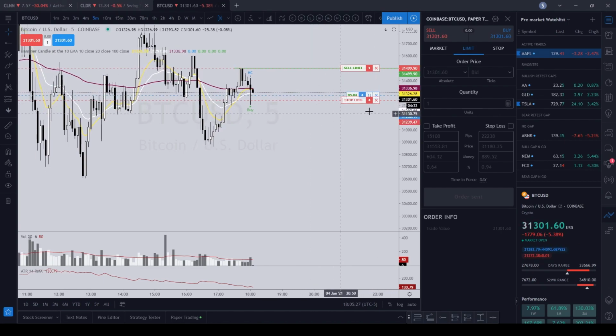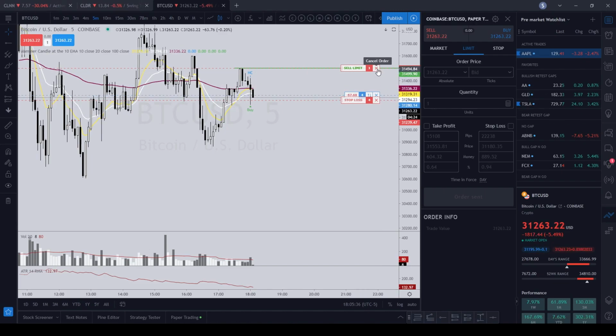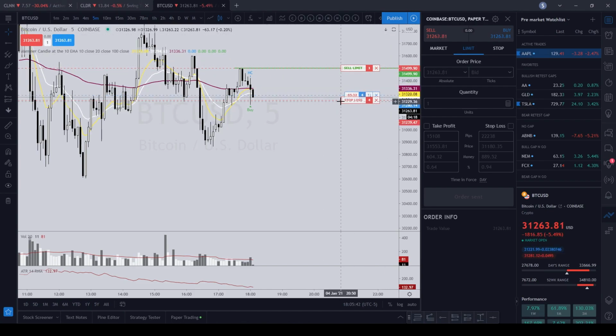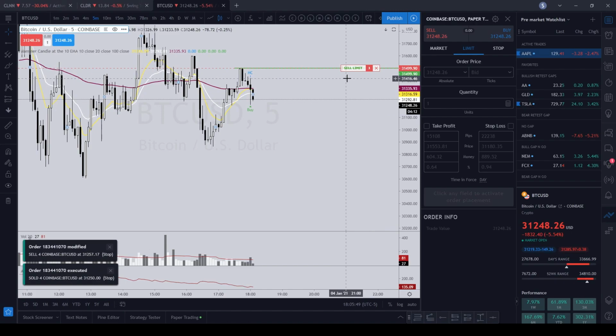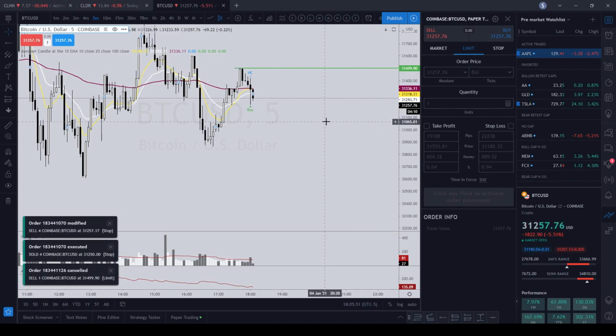So remember that if you do set up partials and you're wanting to get them done this way, if you get stopped out or if you close the position, remember to go in and cancel any additional orders that you might have, because those will still be live. So let's just move this up and see if I can get stopped out. There we go. We got stopped out, and see how this limit order is still there. So now I have to go in and manually close it out.